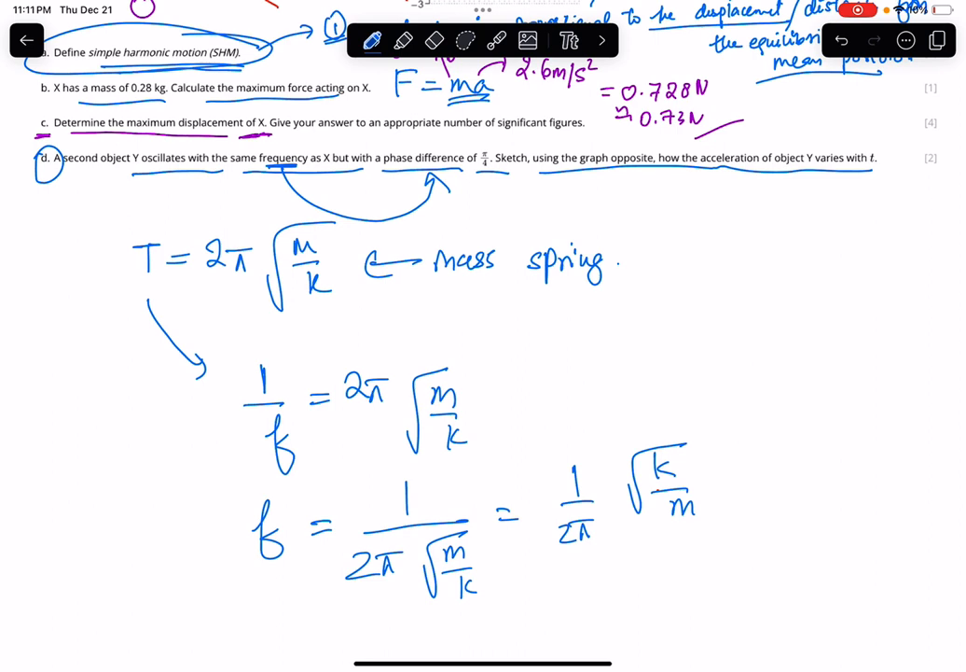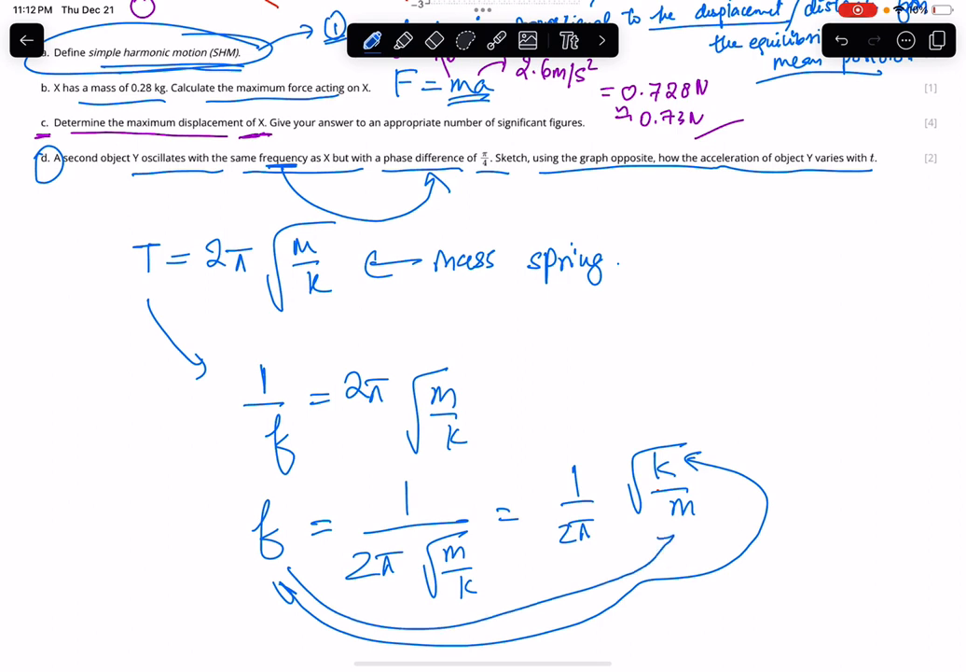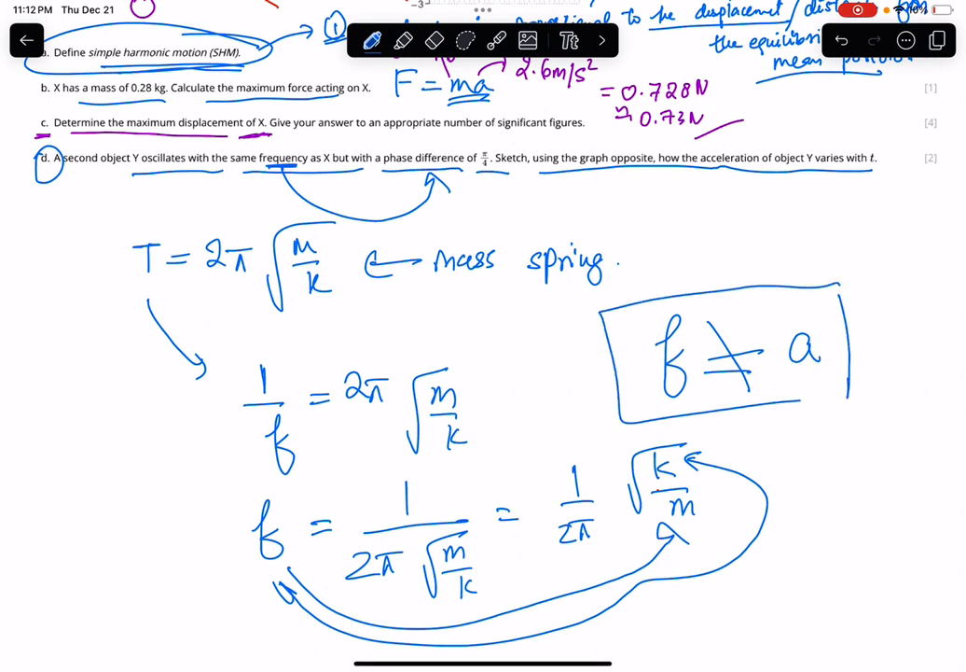So the main point of this is that the frequency in a mass spring system only depends on the spring constant and the actual mass. Therefore there is no relationship between frequency and acceleration. So the frequency does not depend on the acceleration, and the acceleration does not depend on the frequency. Okay, so that's the first part.